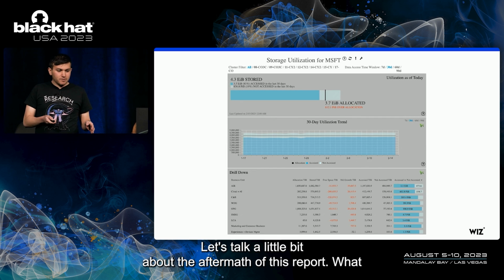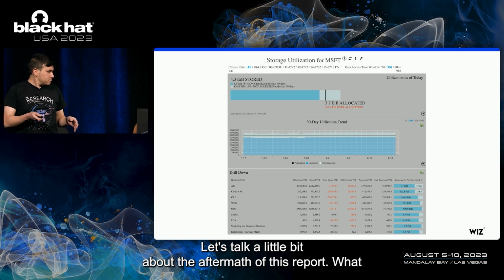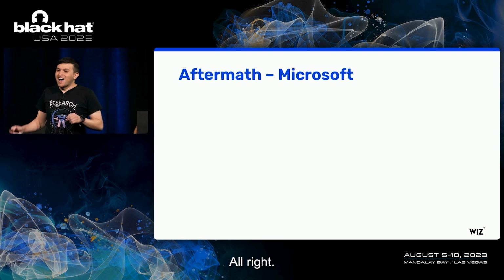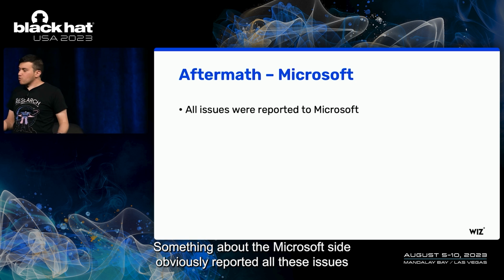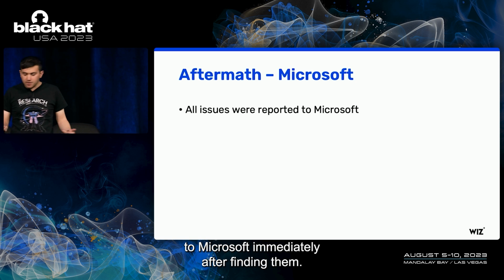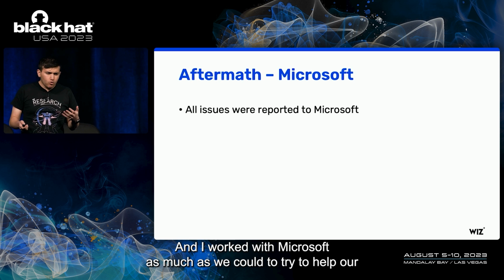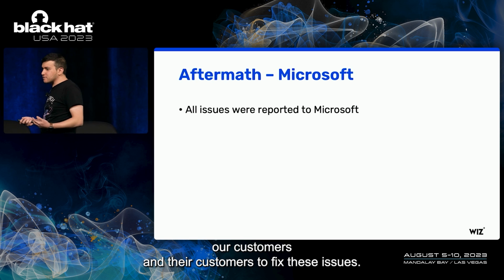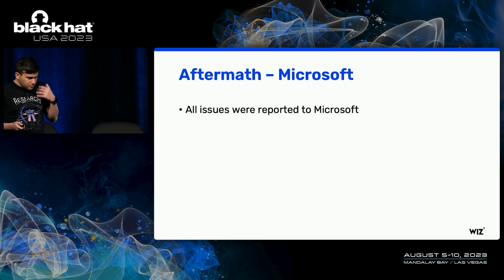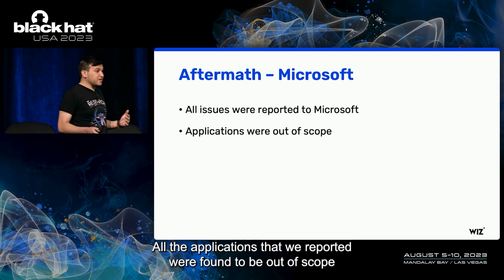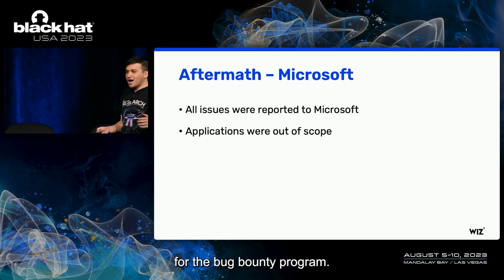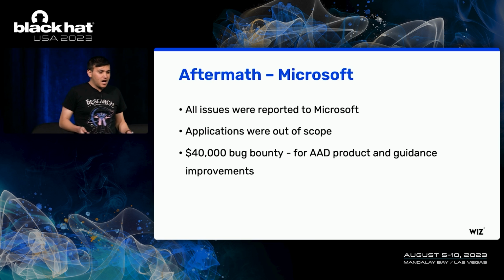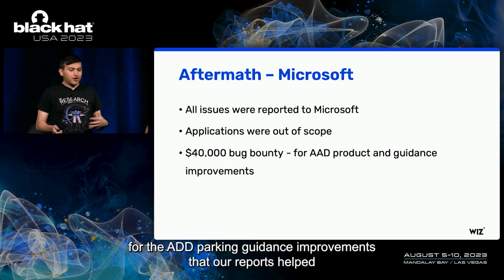All right, let's talk a little bit about the aftermath of this report. All right, starting by the Microsoft side. Obviously, we reported all these issues to Microsoft immediately after finding them, and I worked with Microsoft as much as we could to try to help our customers and their customers to fix these issues. All the applications that we reported were found to be out of scope for the bug bounty program. However, Microsoft did award us $40,000 bug bounty, which we donated for the AD product and guidance improvements that our reports help make.